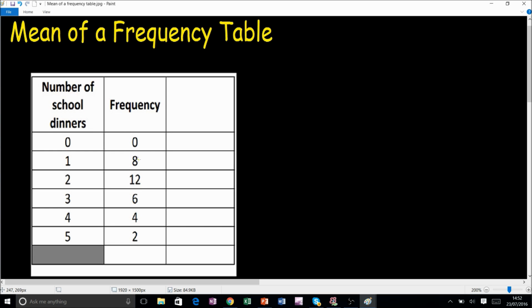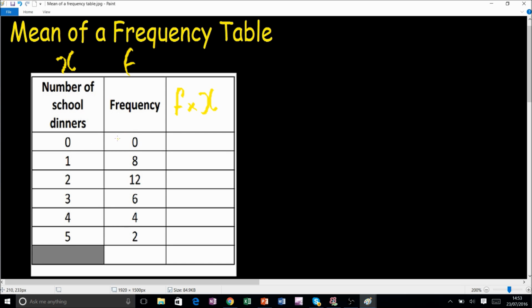Okay, so basically what we need to do is work out the total number of school dinners that the kids have. So we've got this extra column here that's going to help us out. First off, we're going to call this column X, and we're going to call this column F. Then we're going to call this column here FX, or F times X, okay? Which is just going to basically be the frequency times the number of school dinners, okay?